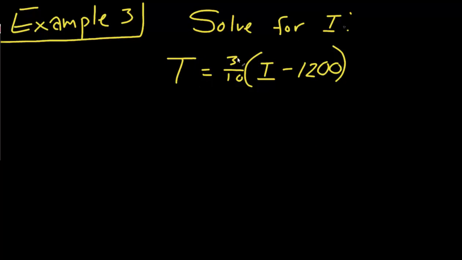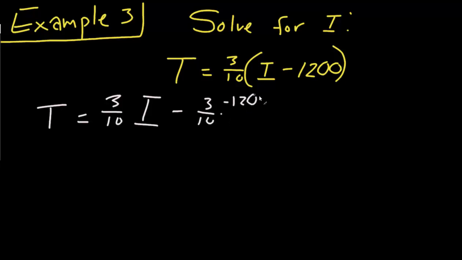Okay, solve for I. And this, I'm not sure what this is a formula for. It could be a formula for anything. So let's not worry too much about it and just start solving for I. So, in order to get I by itself, we're going to have to distribute this 3/10 through these parentheses, okay? So, what we get is T equals 3/10 I minus 3/10 times negative 1200.